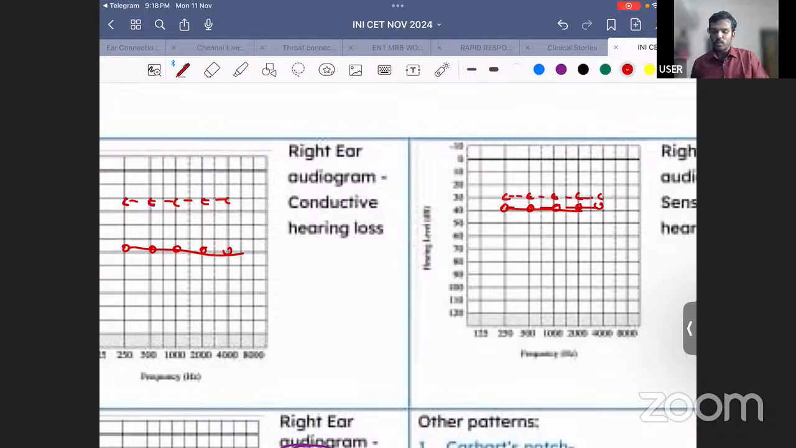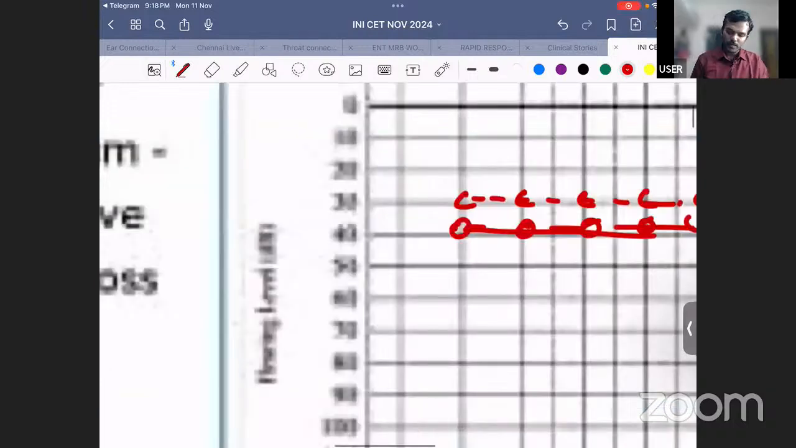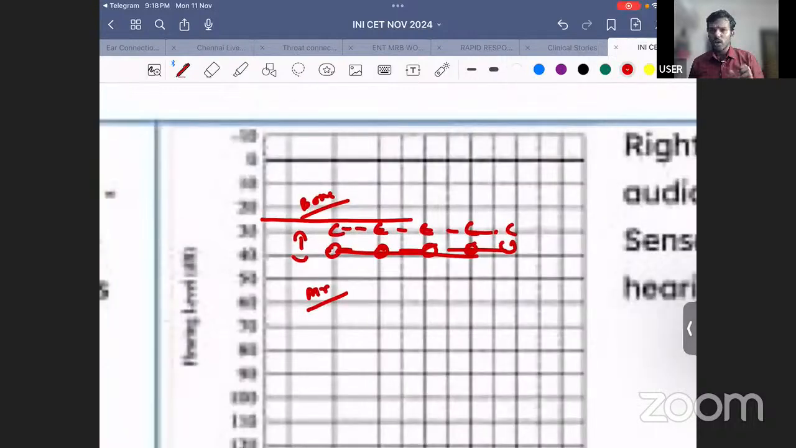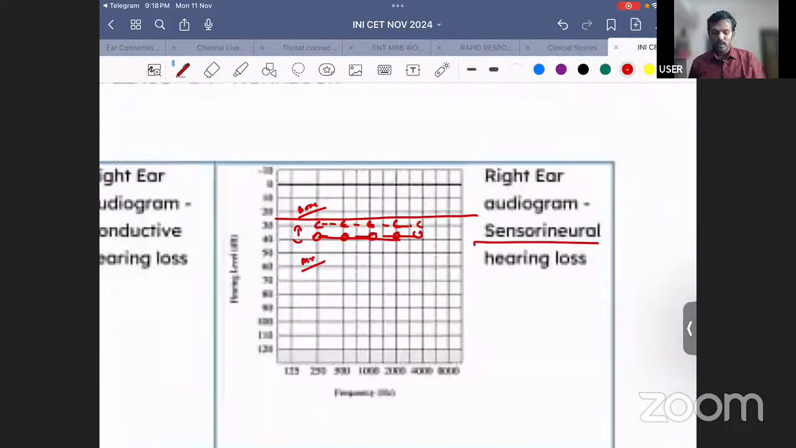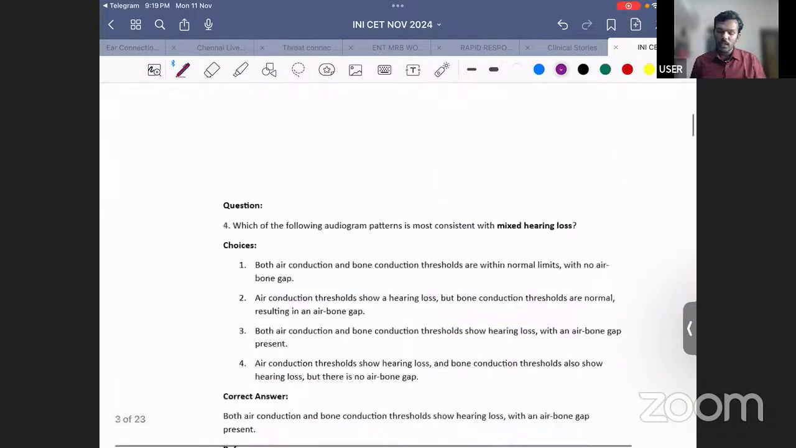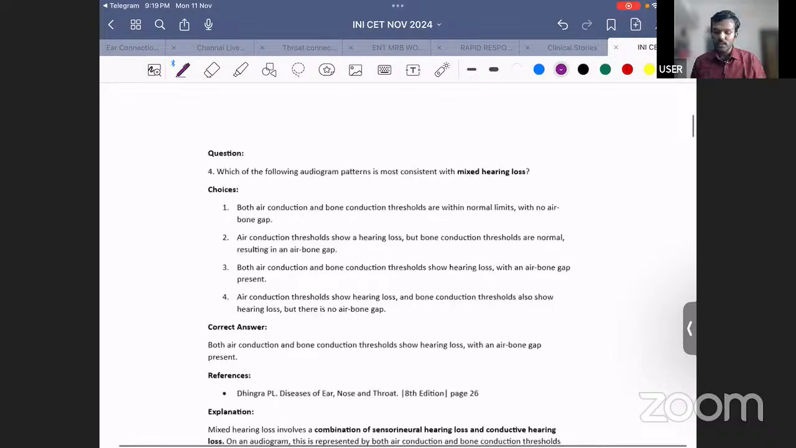These broken lines are bone conduction and these lines are air conduction, which means the air bone gap is less than 10 decibel. The bone conduction curve is more than 25 decibel. This is a right-sided sensory neural hearing loss picture. This is how you should approach any audiogram picture. The audiogram was extensively discussed in all the previous revision classes. This is a screenshot of the question based on mixed hearing loss present in the question bank.